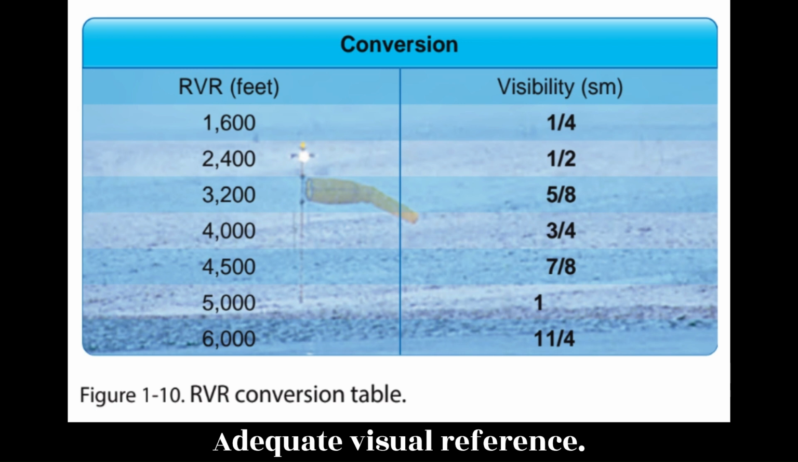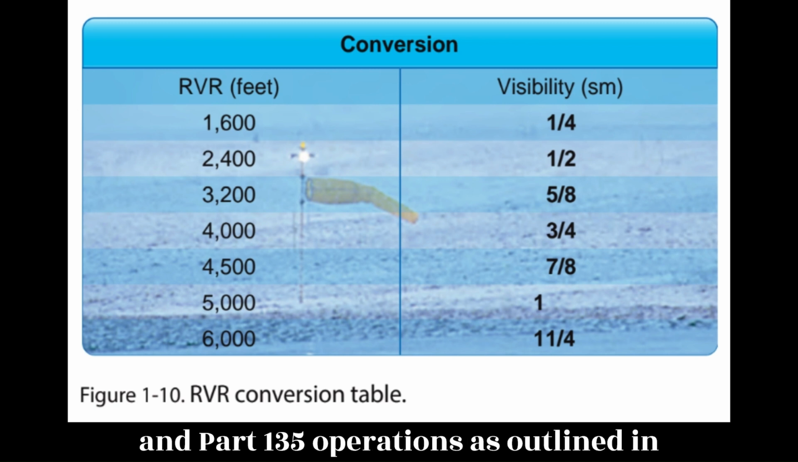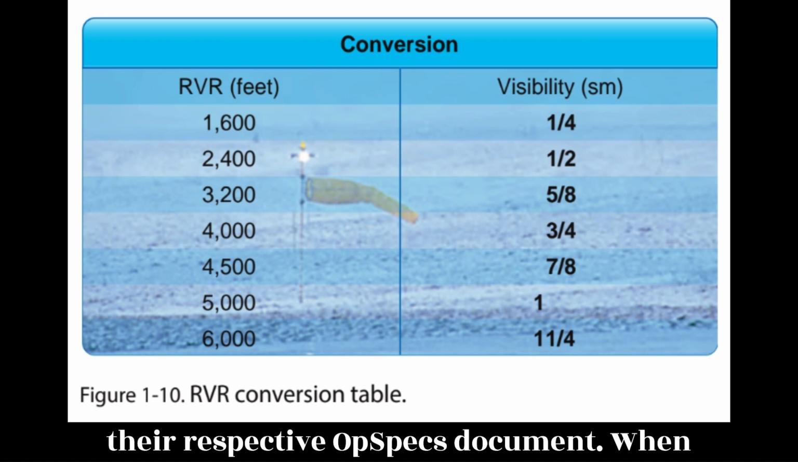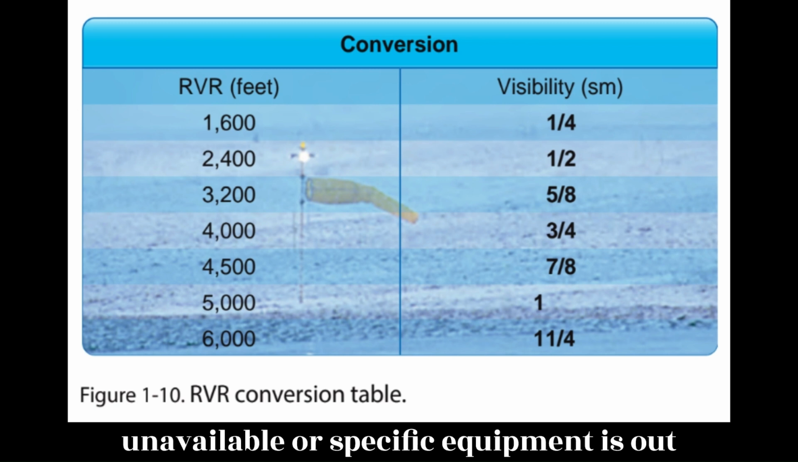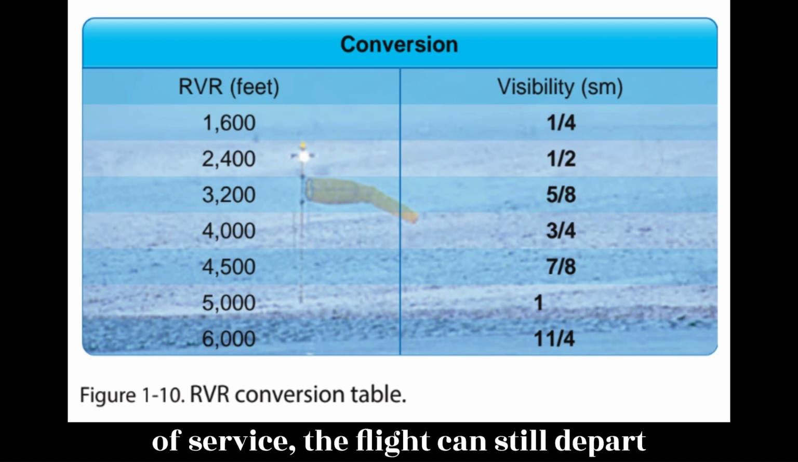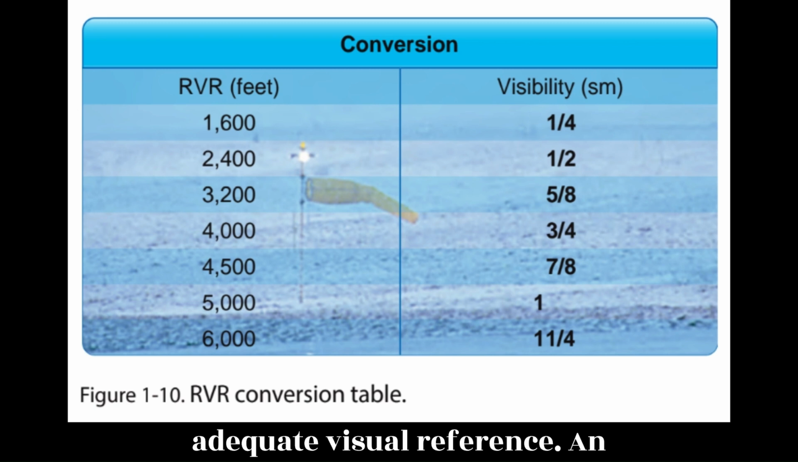Adequate visual reference. Another set of lower than standard takeoff minimums is available to Part 121 and Part 135 operations as outlined in their respective opspecs document. When certain types of visibility reports are unavailable or specific equipment is out of service, the flight can still depart the airport if the pilot can maintain adequate visual reference.